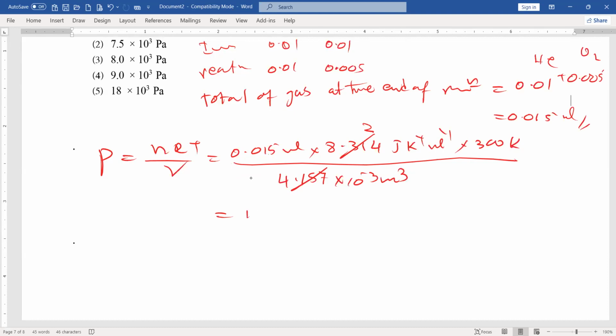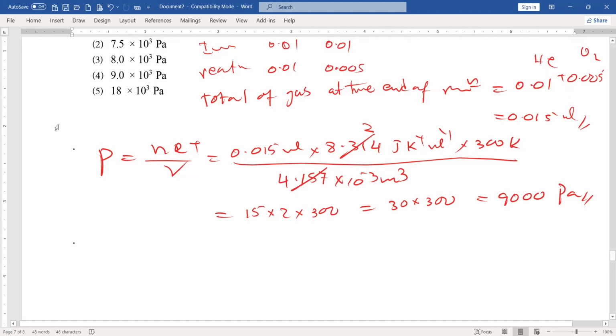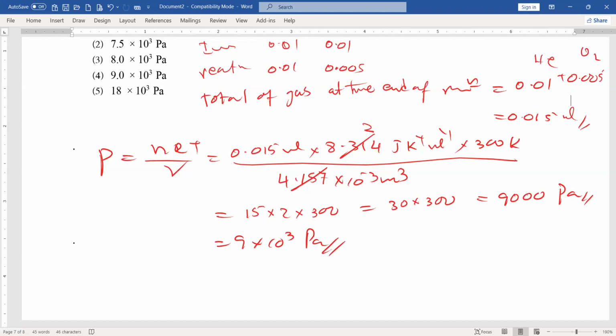Here, 15 into 2 into 300 is the answer. That means 30 into 300, this much of Pascal. 9,000 Pascal, which means 9 into 10 to the power 3 Pascal is the answer.